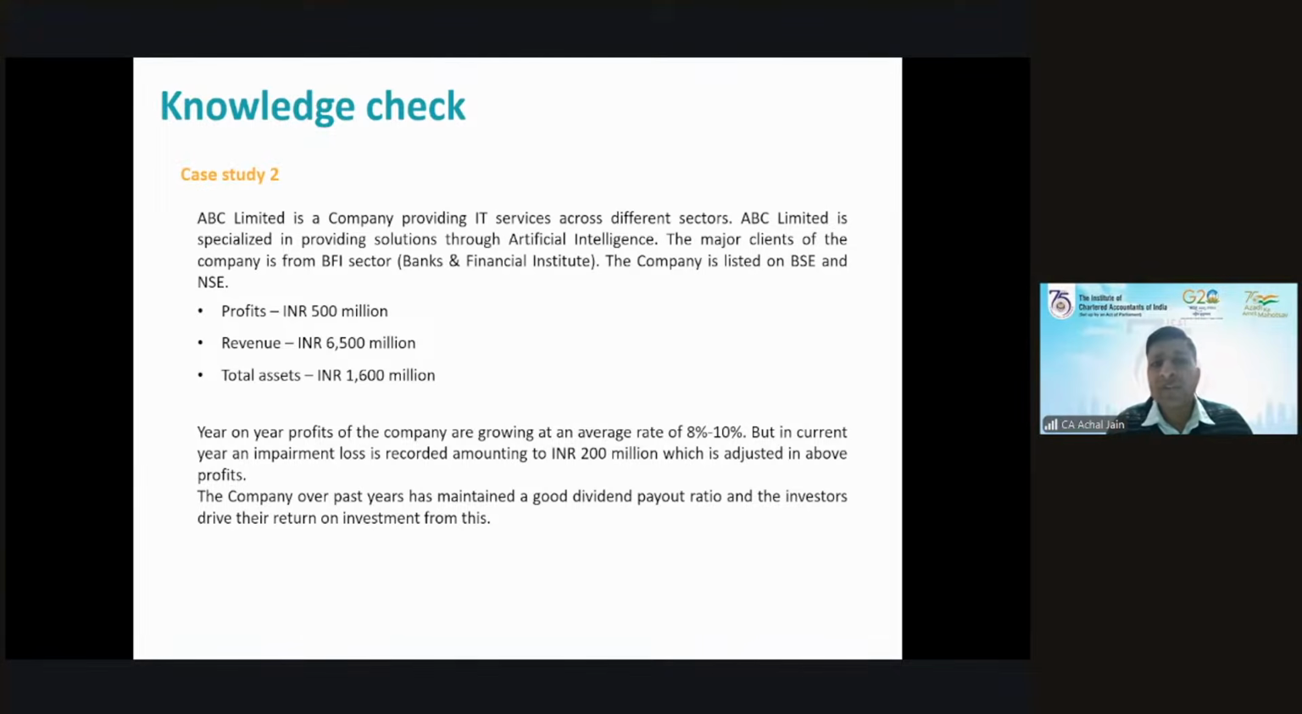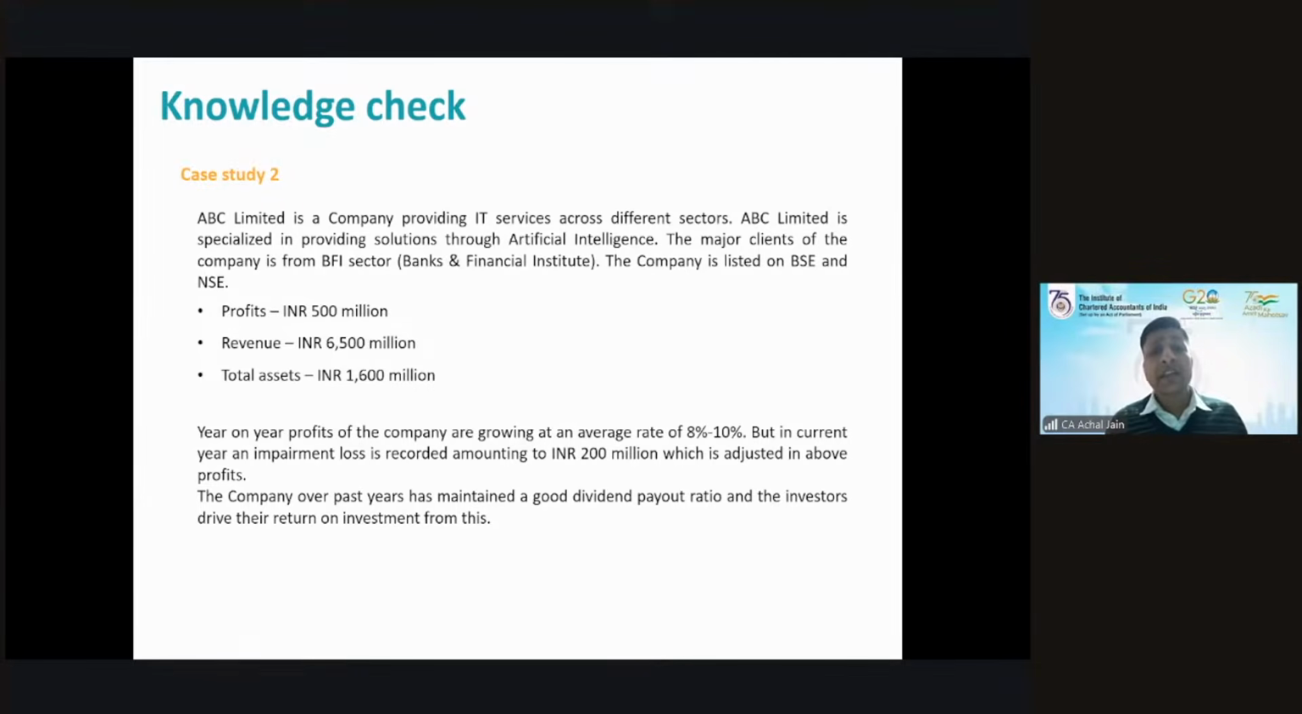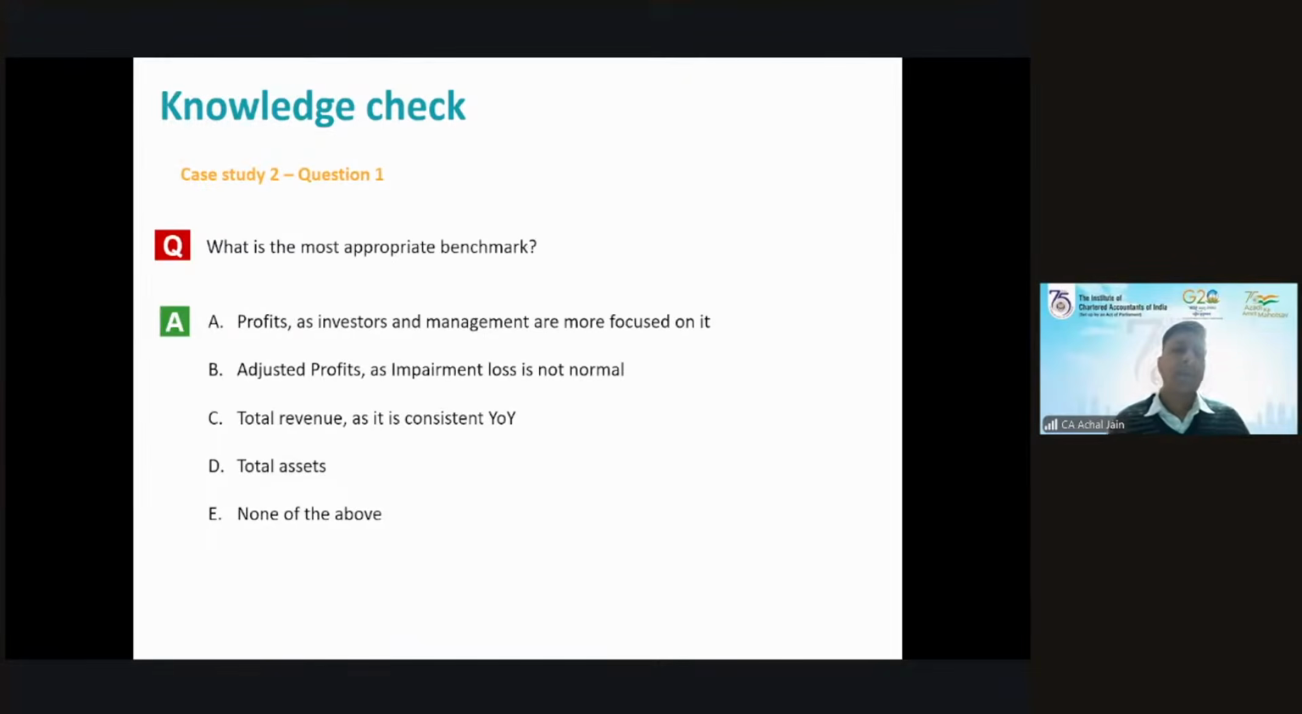So the profits are given, revenue is given, total assets are given. Year on year, profits of the company are growing at an average rate of 8 to 10%. But in the current year, an impairment loss is recorded amounting to 200 million, which is adjusted in the above profits. Company over the past years has maintained a good dividend payout ratio, and the investors derive their return on investment from this.